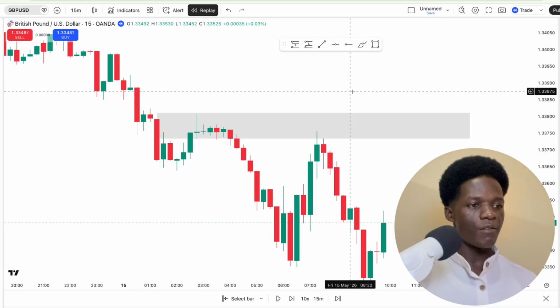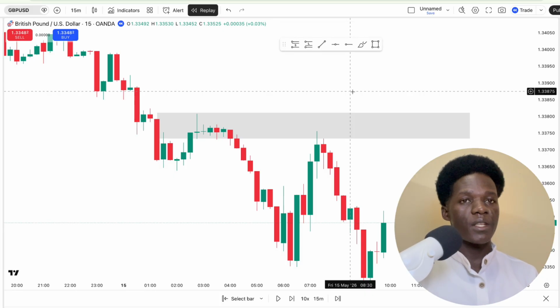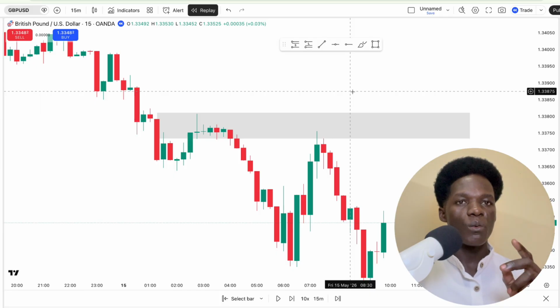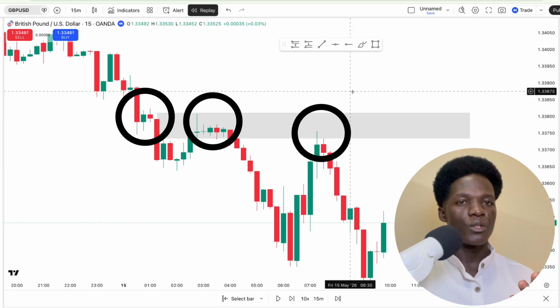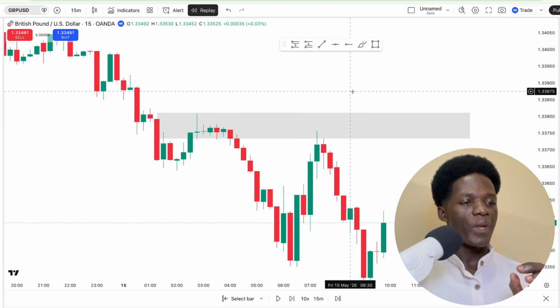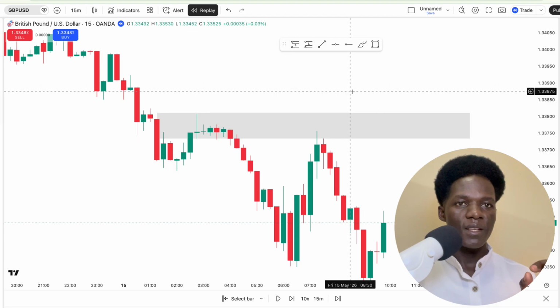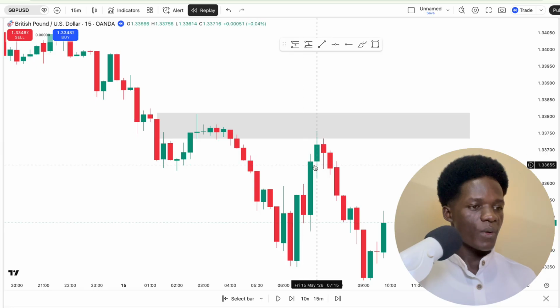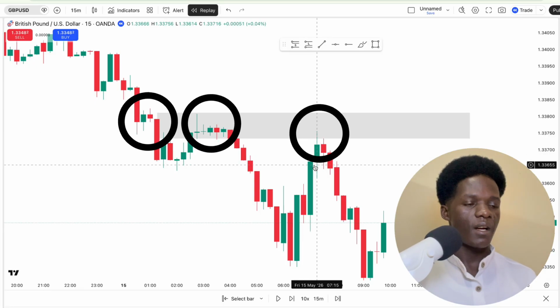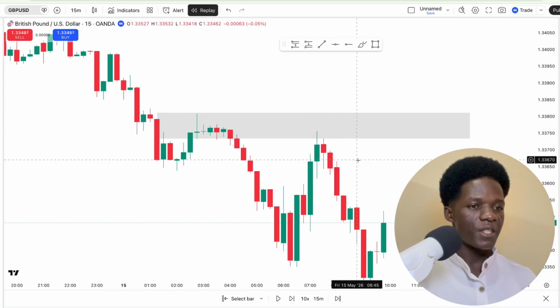Why do we draw our key resistance level here? It is because price reacted at the same price point more than one time. Remember I told you, when price reacts at the same price point more than one time, that is a strong key level. As you can see here, price reacted at the same price point more than one time. So this is a strong key resistance level.